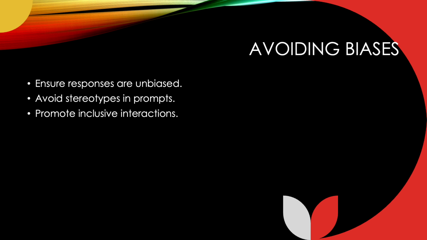Then, to avoid biases, you should ensure that the responses are unbiased. Don't use stereotypes in the prompt. What do I mean by it? Don't give it a hint that you are trying to go in a certain direction. If you do, the AI will understand and give you those kinds of things. Or else you can tell it that I don't want you to favor one thing. You should take care of every scenario and then give me a proper answer.